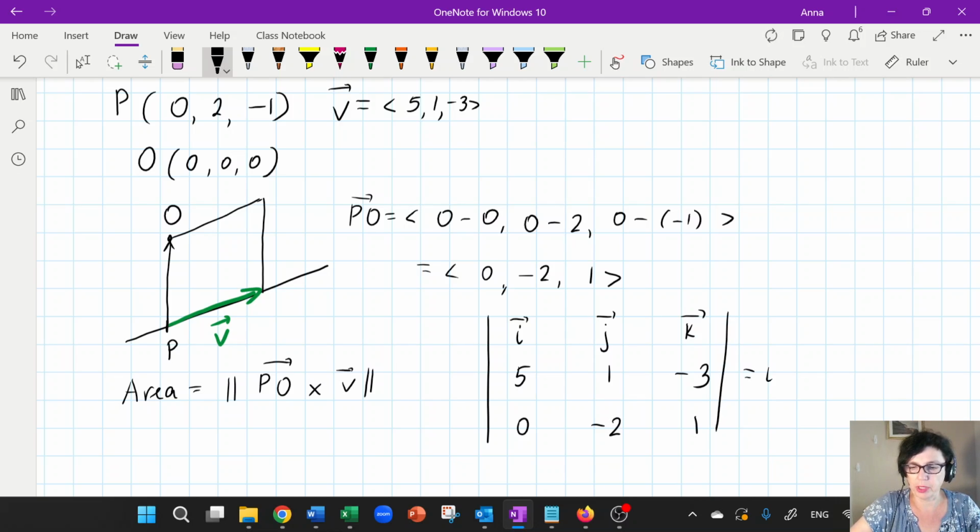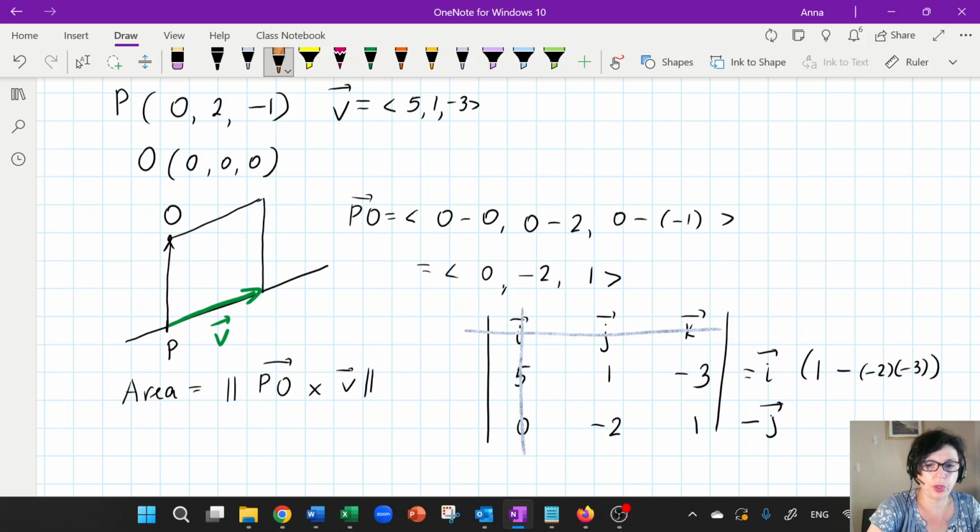Okay, so what is the i component? So remember, for the i component, you want to cross out the first row and the first column. And what you would get is 1 subtract -2 multiplied by -3. Then we do minus j. And now we're going to cross out the row and the column with j's.